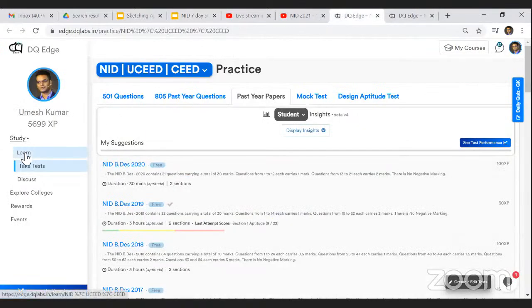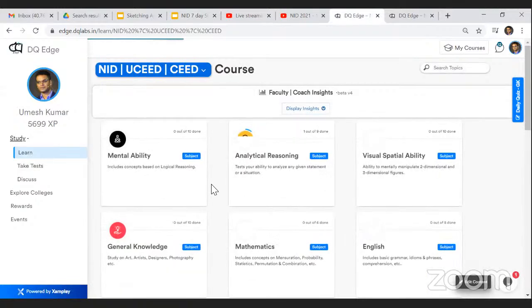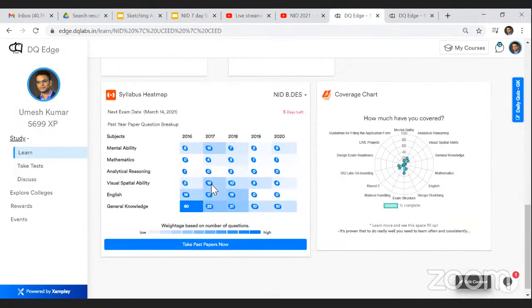What you can do is go through the learn part. Just scroll down to the point where you can see a heat map, and it shows 5 days left. This gives you an overall understanding of how the weightages of various topics are changing over a period of time. If you see in 2016, the general knowledge was 60 questions and it has dropped down to 10 questions in 2020, right? Similarly, the English questions, which were 14 in 2016, have almost gone to 0 in 2020. So this basically gives you the trend of what topics you can expect.